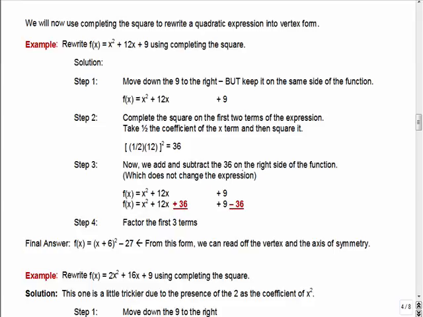We're going to move it to the right, but we're going to keep it on the same side of the function. This is different from what we did in our previous example. So what I now have is f of x equals x squared plus 12x. I've left a blank, and then I have plus 9.